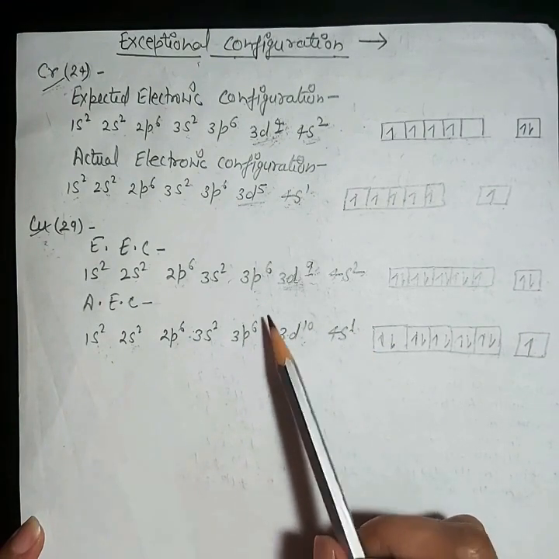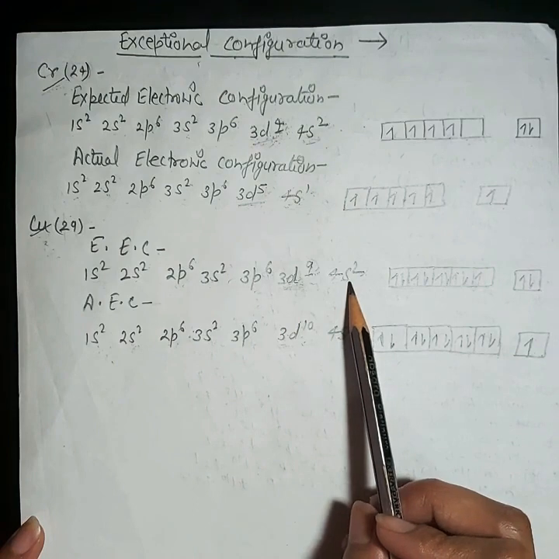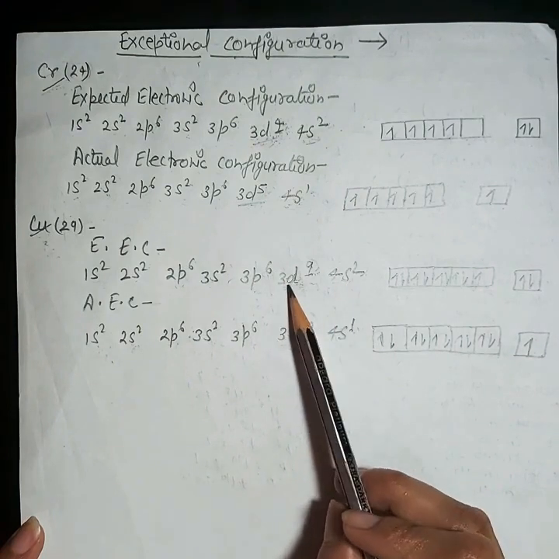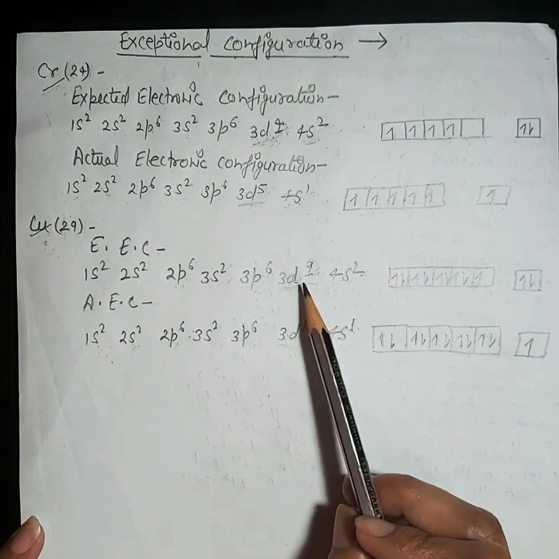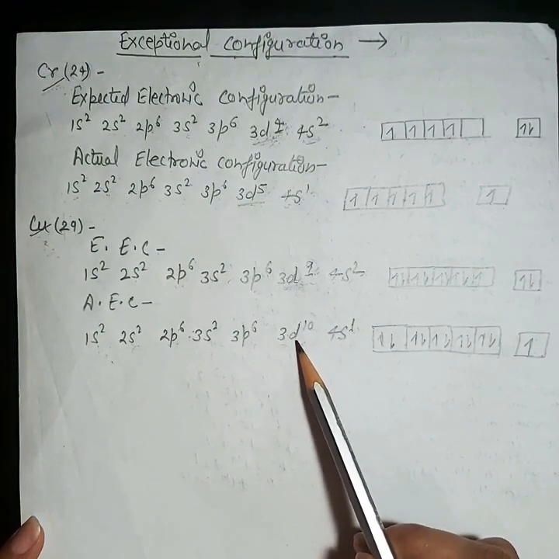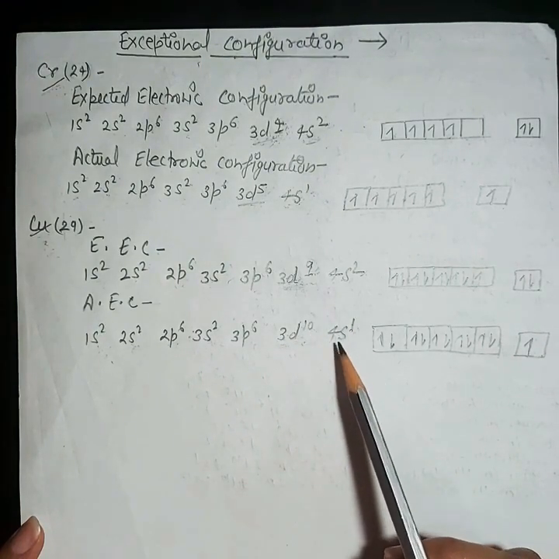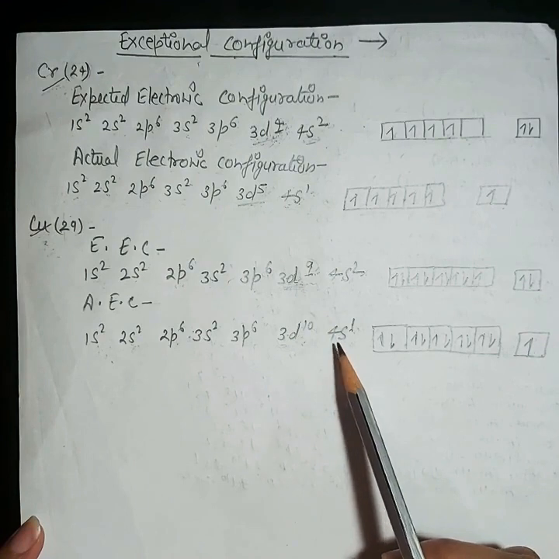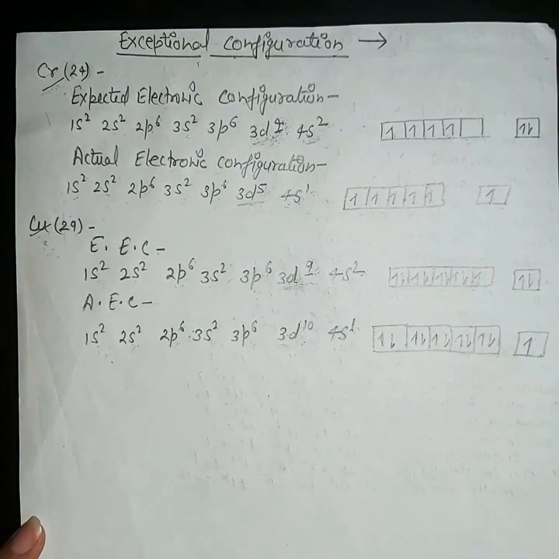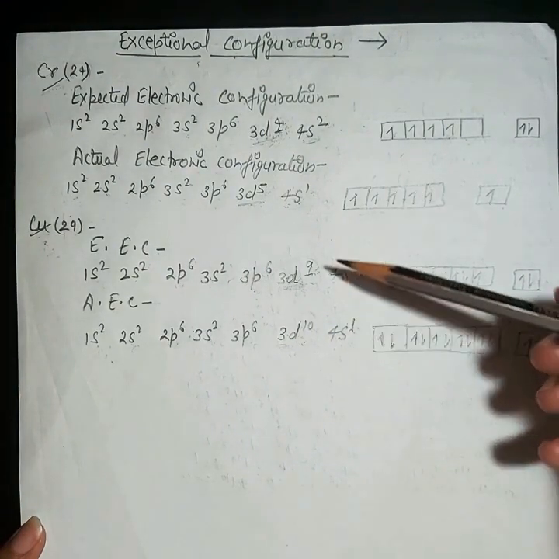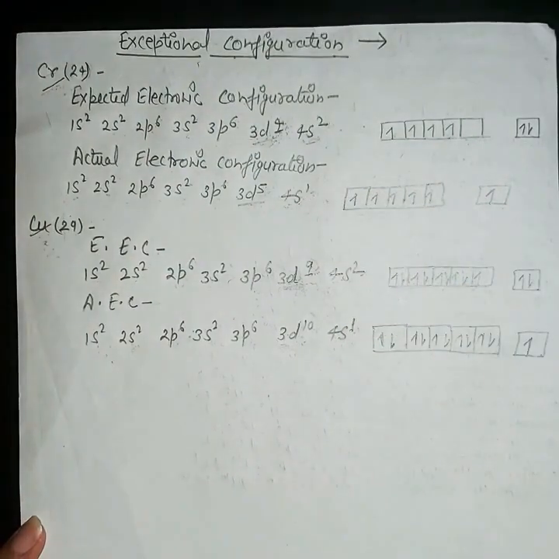So again 1 electron of the 4s subshell is transferring to the 3d subshell, and it has 10 electrons in the 3d subshell and only 1 electron in the 4s subshell. Now first we see why these electrons of the 4s orbital are transferring to the 3d subshell.